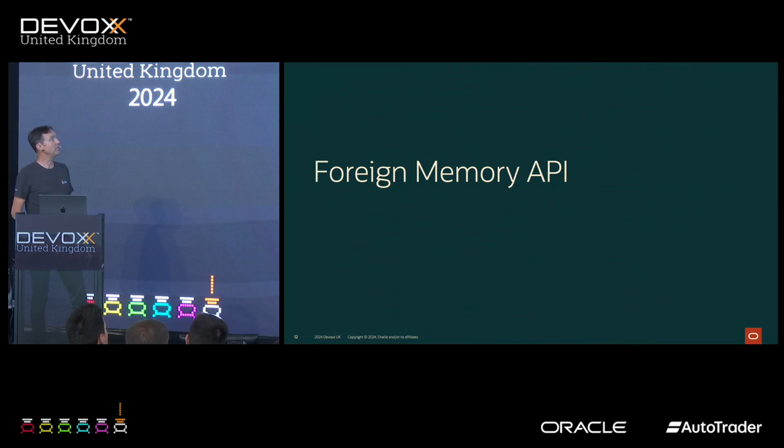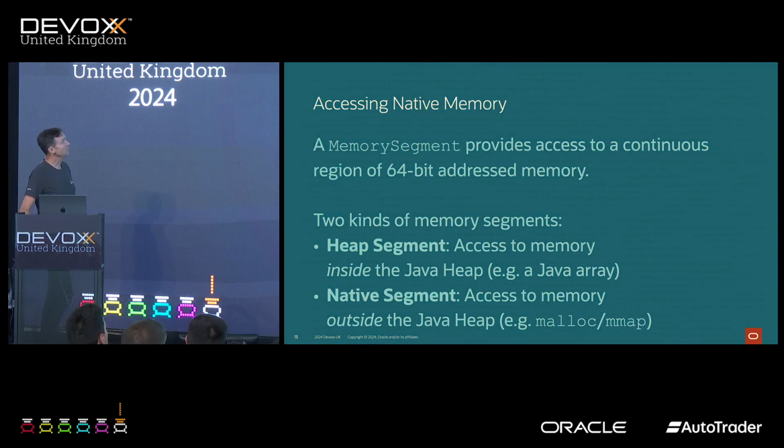So let's look at the foreign memory API. Instead of byte buffers, we have something called MemorySegments, which provides a construct modeling a region of 64-bit address memory, and that should do for some years. There are two variants. We have heap segments, which roughly correspond to arrays, and then we have native segments, which are allocated outside the heap and which you can more easily send to a native function.